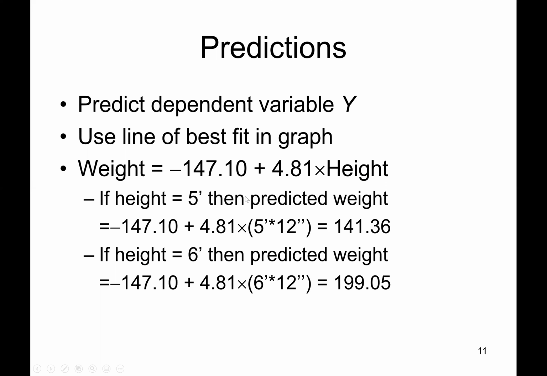The way that we would do that using linear regression is we would plug their values for height into this equation. So you've got negative 147.10 plus 4.81 times the height. And here we've got 5 feet, 12 inches per foot. So the predicted weight would be 141 pounds. For someone who's 6 feet tall, their predicted weight would be, again, same intercept because that doesn't change based on height, plus this slope times 6 times 12. And that total value winds up being 199.